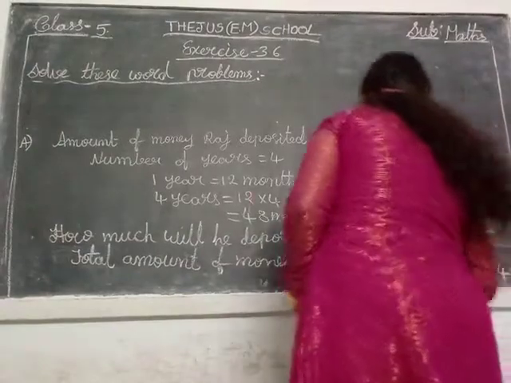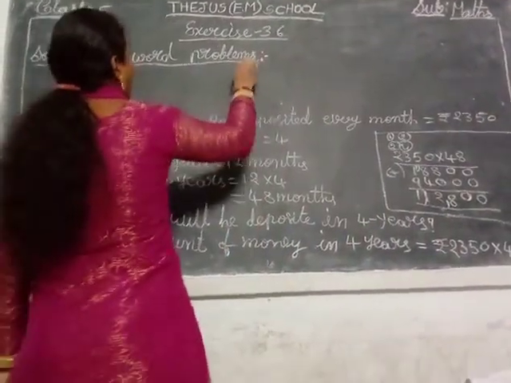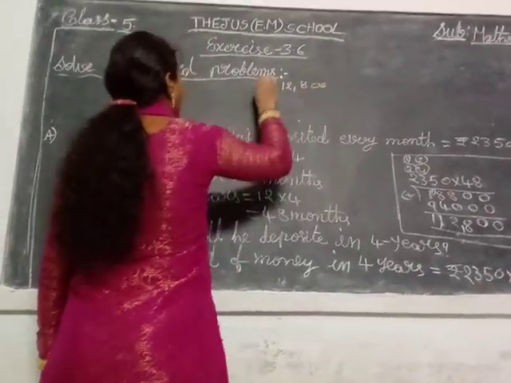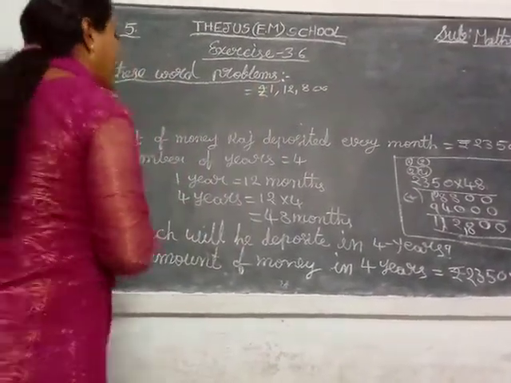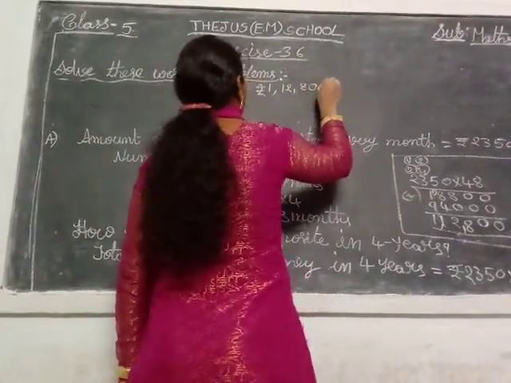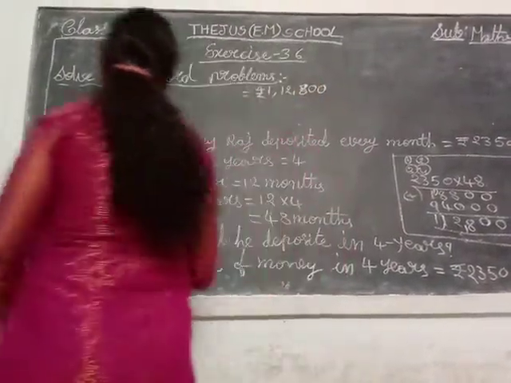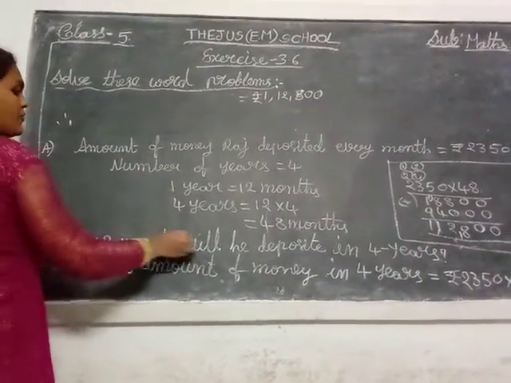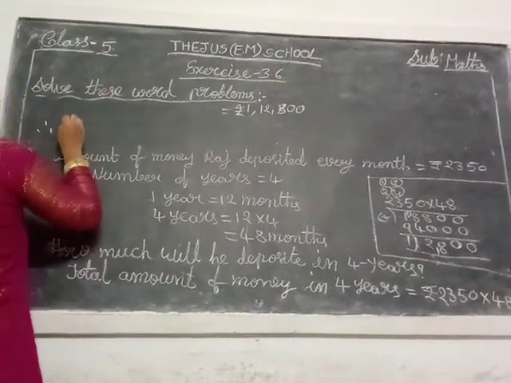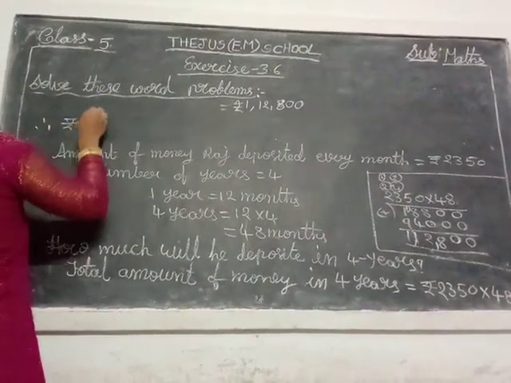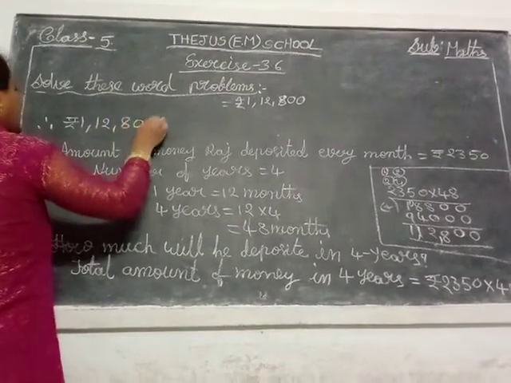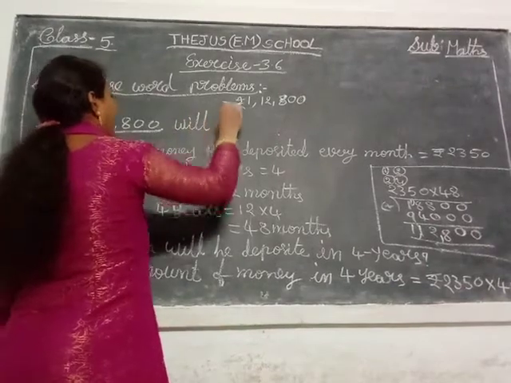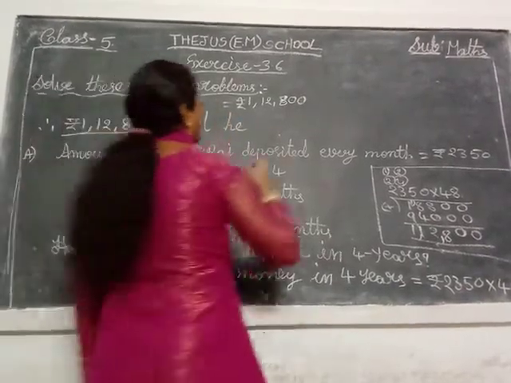How much? You write the answer here. 1,12,800 rupees. Okay? Therefore, you write the conclusion here. How much will he deposit in 4 years? How much, children? 1,12,800 rupees will he deposit in 4 years.